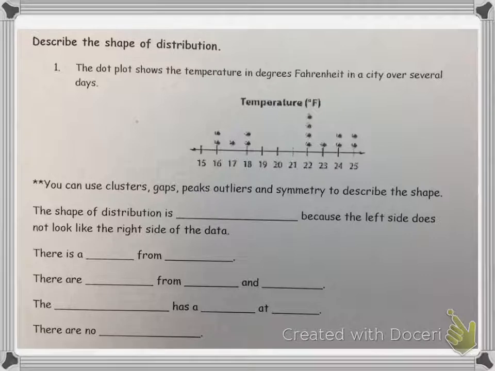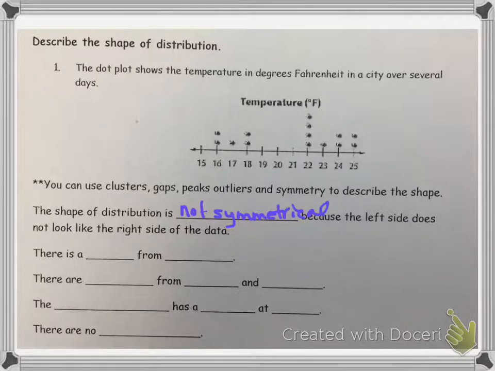is blank because the left side does not look like the right side of the data values. So we look at our definitions, which describes them looking the same on both sides, and that's symmetry. If it does not look like it, then we say it is not symmetrical because one side does not look like the other. And then we could say there is a blank from blank.